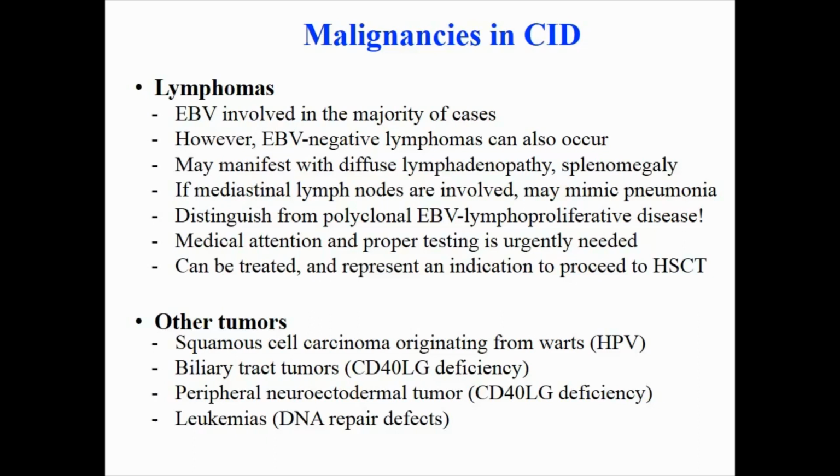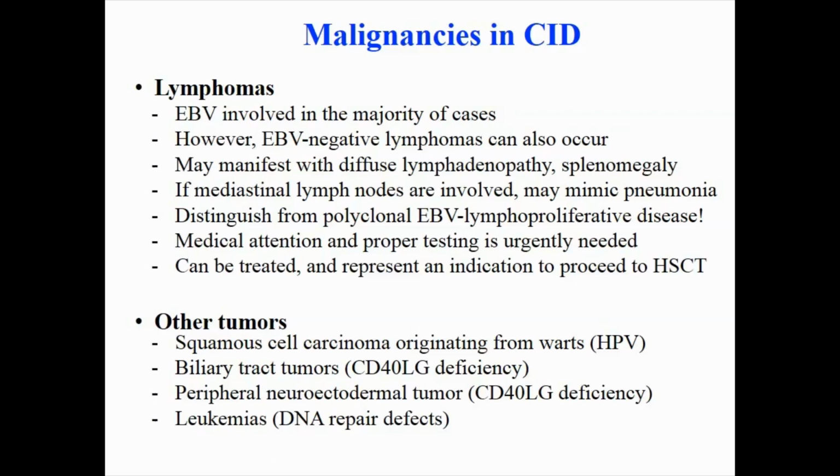These are not the only tumors. There are patients that I mentioned had warts. So there are some forms of papillomavirus that are associated with an increased risk of squamous cell carcinoma. And we've seen several cases of CID developing squamous cell carcinoma. Patients with CD40 ligand deficiency have an increased risk of intestinal tumors, and in particular of biliary tract tumors, or also this kind of tumor which is called PNET, peripheral neuroectodermal tumor.